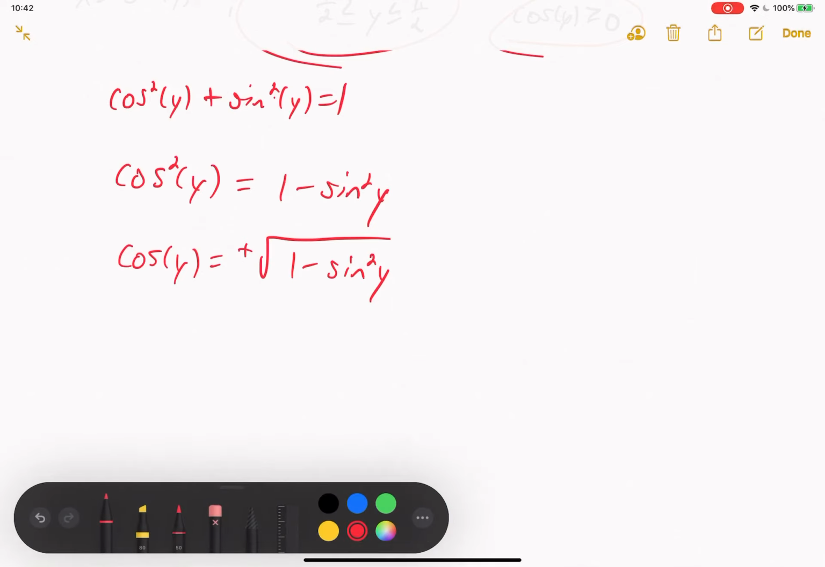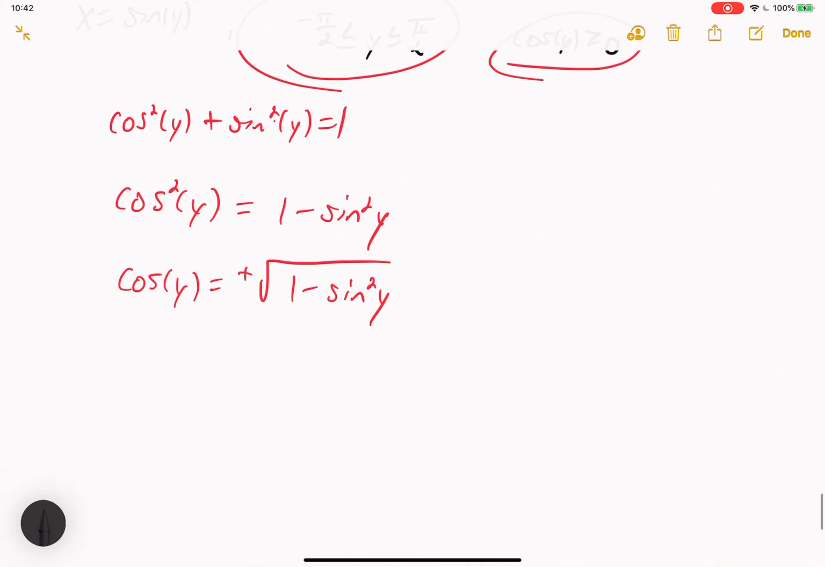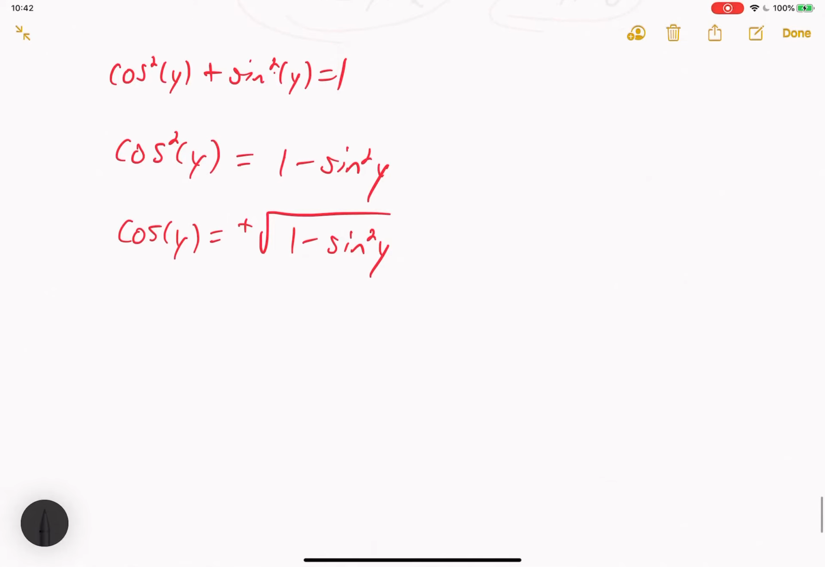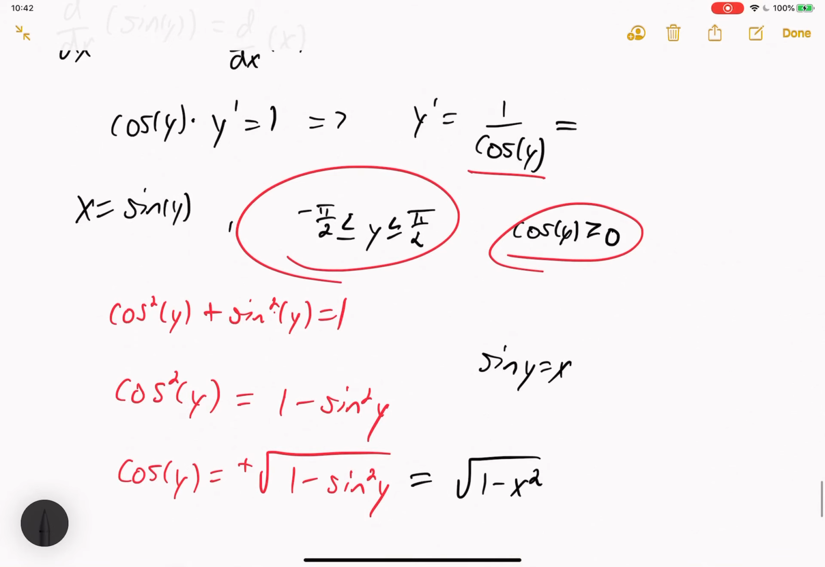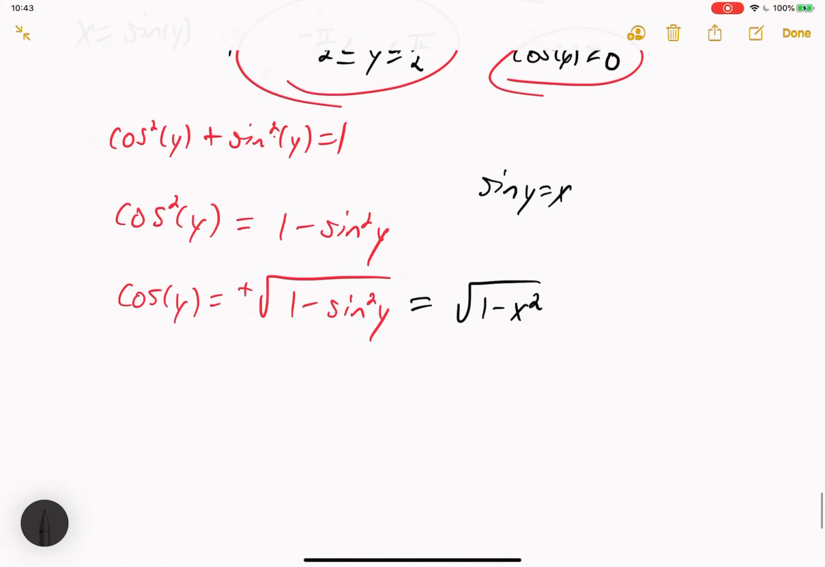And then lastly, if you remember what I said earlier, we could replace things that we know with something else. We know that sine of y is equal to x. So this right here will become the square root of 1 minus x squared. So now what we can do is plug it into this form. So we get 1 divided by the square root of 1 minus x squared.